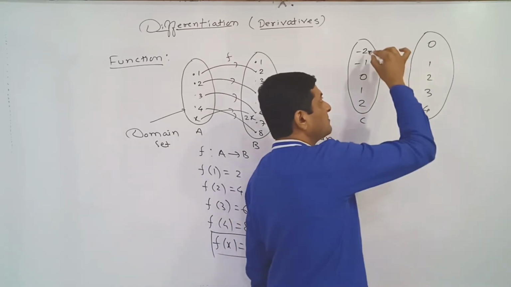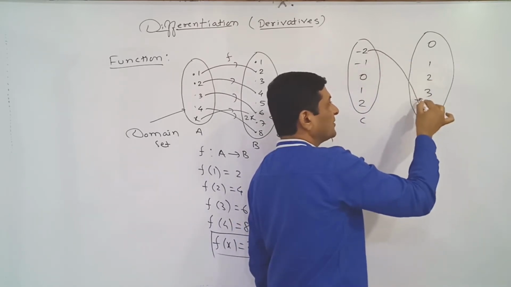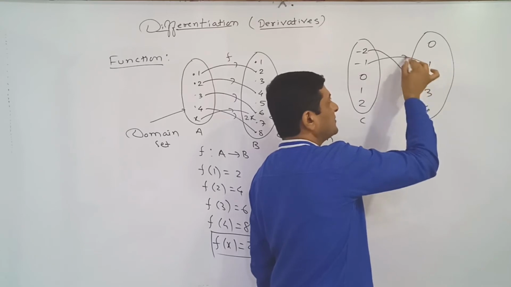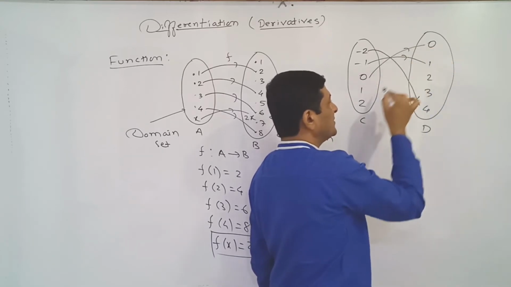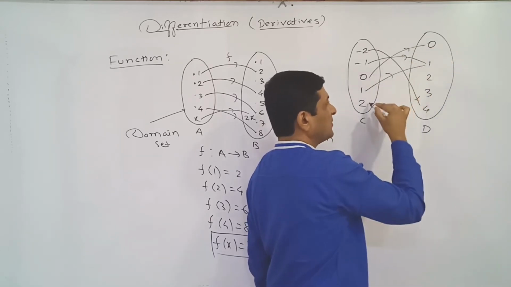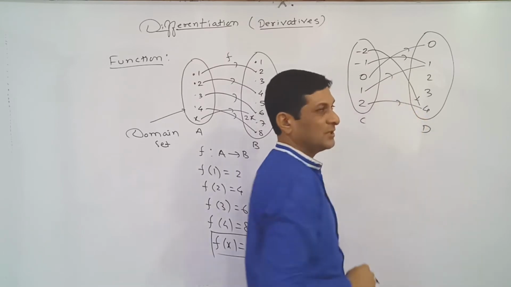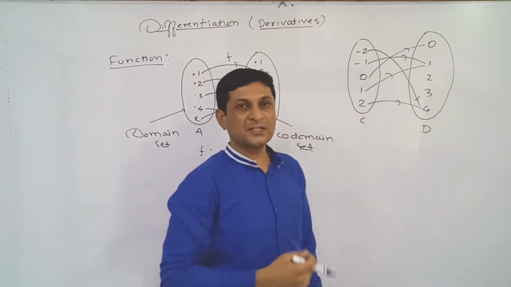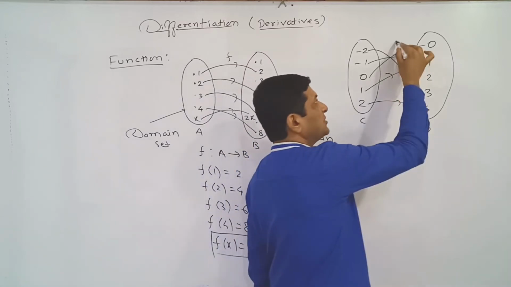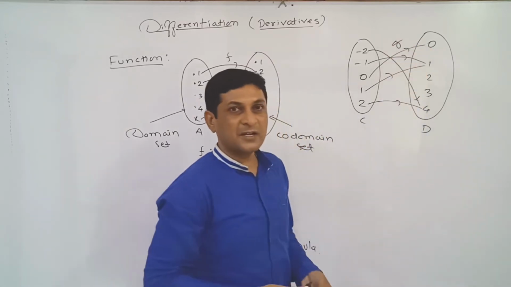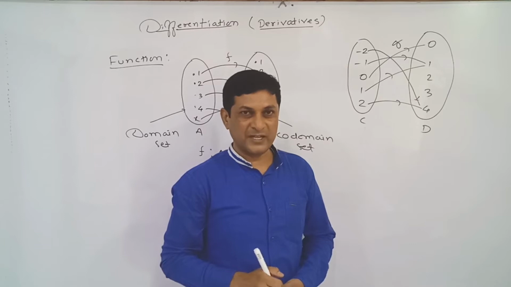I am supposing that -2 is related with 4, -1 is related with 1, 0 is related with 0, 1 is related with 1 and 2 is related with 4. Here let us denote this function by G. Now check whether the conditions in the definition are satisfied or not.